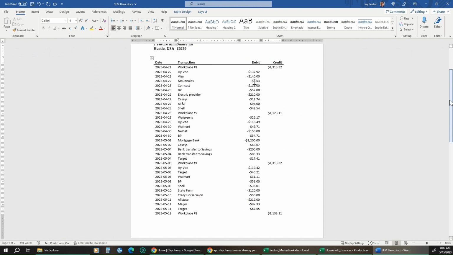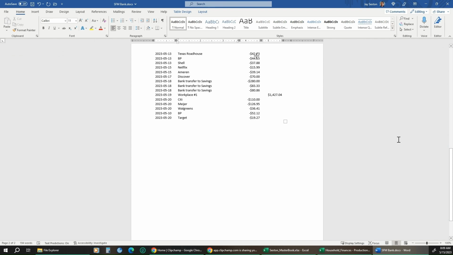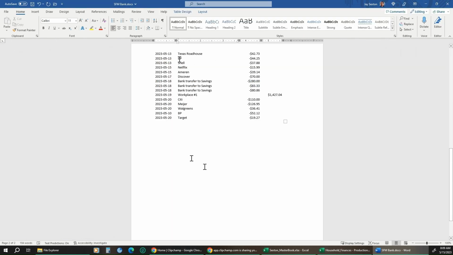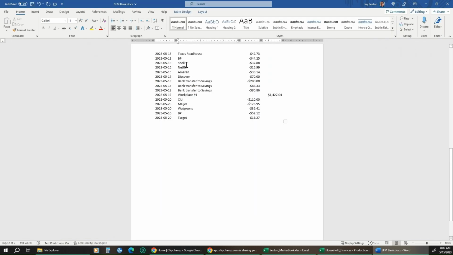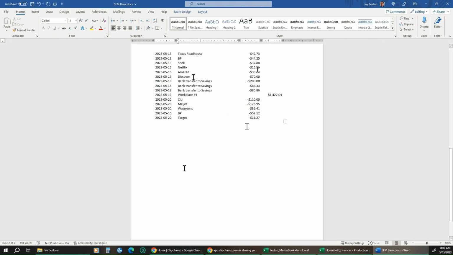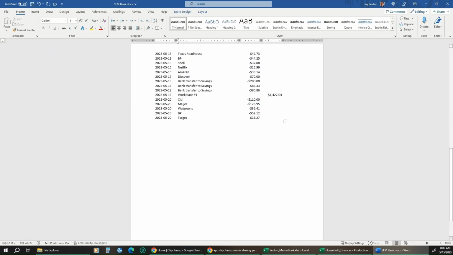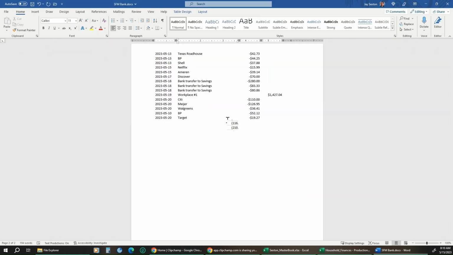Okay, we're at the end of that page, so we'll scroll down to page 2. And then we have Texas Roadhouse. We went out to dinner, 42.73 on the 13th. We just put it in there as dinner, but I would make sure that actually said Texas Roadhouse. BP on the 13th, again, 44.25. We have BP for 44.25 on the 13th. Then we have Shell for 37.88 on the 13th, and we find Shell for 37.88 on the 13th. Then we have Netflix for $15.99 on the 15th. We see it there. That's good. Ameren, 39.14 on the 15th. 39.14, our gas provider, on the 15th.